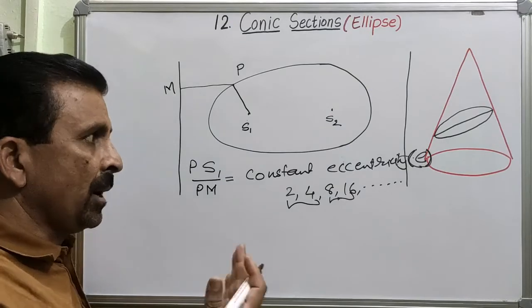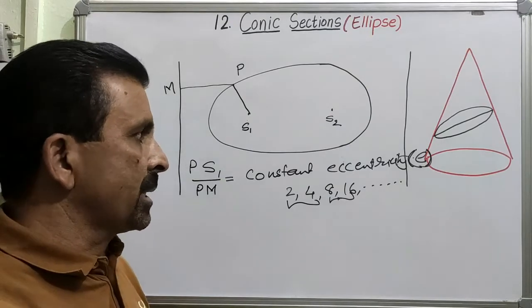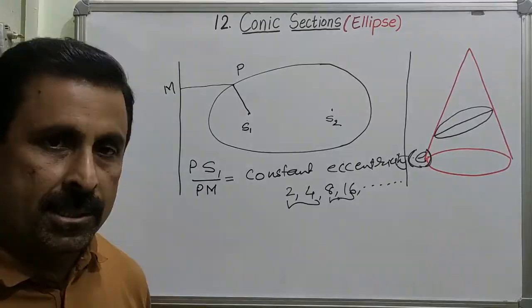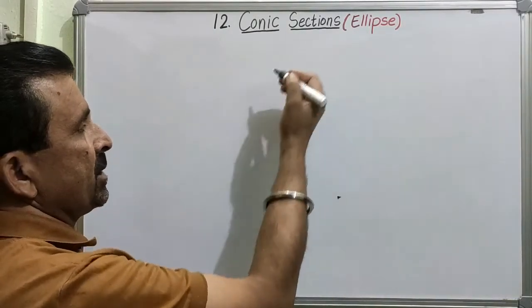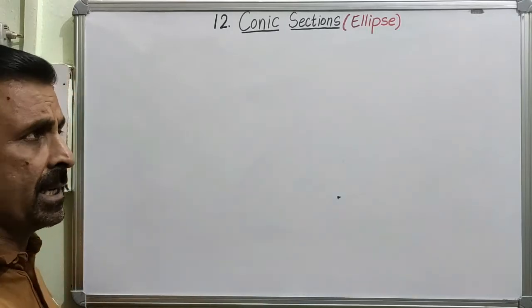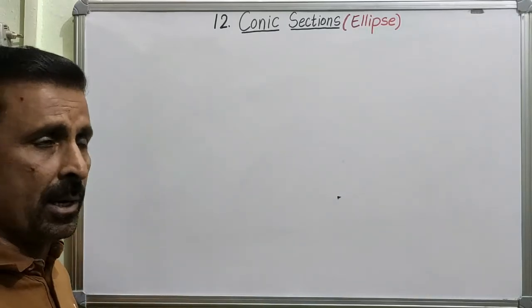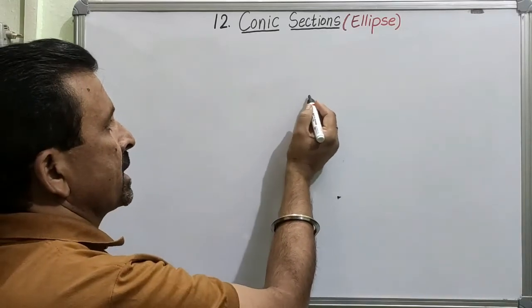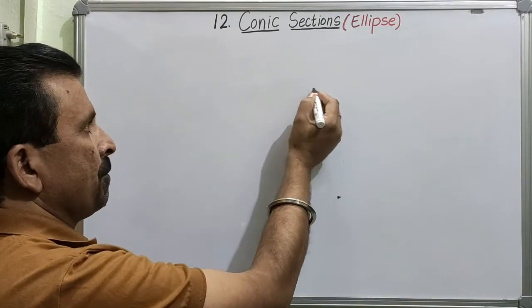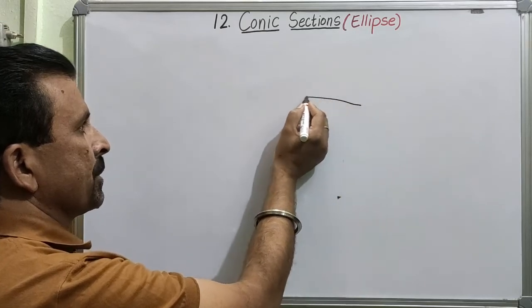Is it okay? Now we will look at some of the other components of ellipse, and we will try to understand the detailed study of ellipse. Here we are not going to do any derivation like parabola, but we will try to understand the components of this ellipse. So let us have the ellipse.